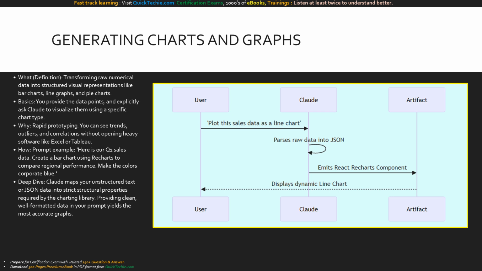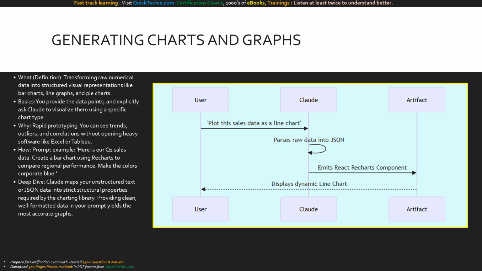How do you do it? Your prompt should be specific. Here is our Q1 sales data. Create a bar chart using Recharts to compare regional performance and use a corporate blue color scheme. In our deep dive, we understand that Claude is taking your unstructured conversational data and mapping it perfectly to the strict programmatic props required by the charting library. The cleaner your input data, the more flawless your generated chart will be.